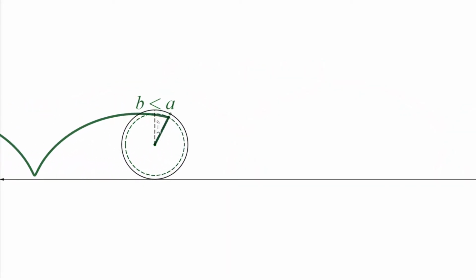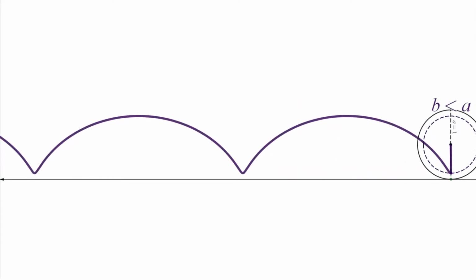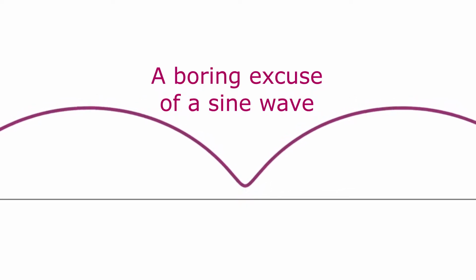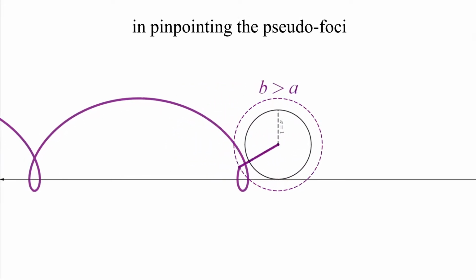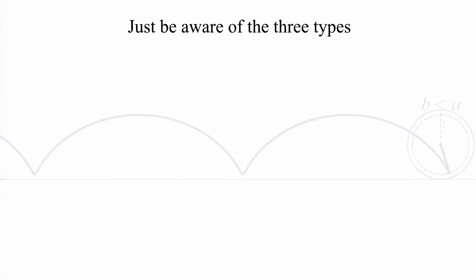And if the pedaling line is shorter than the radius, or if b is less than a, the trajectory will be a curtate trochoid, also known as a boring excuse of a sine wave. This variance of a trochoid will become important in pinpointing the pseudo-foci, so just be aware of the three types.